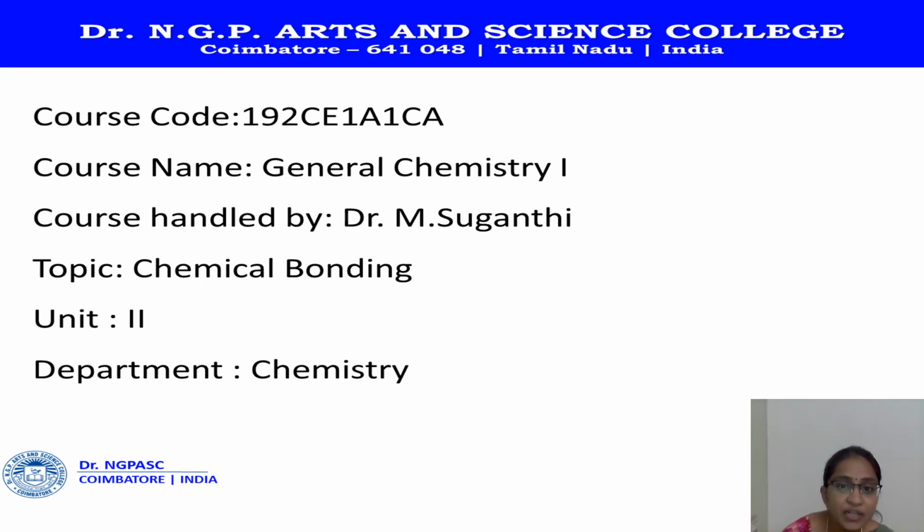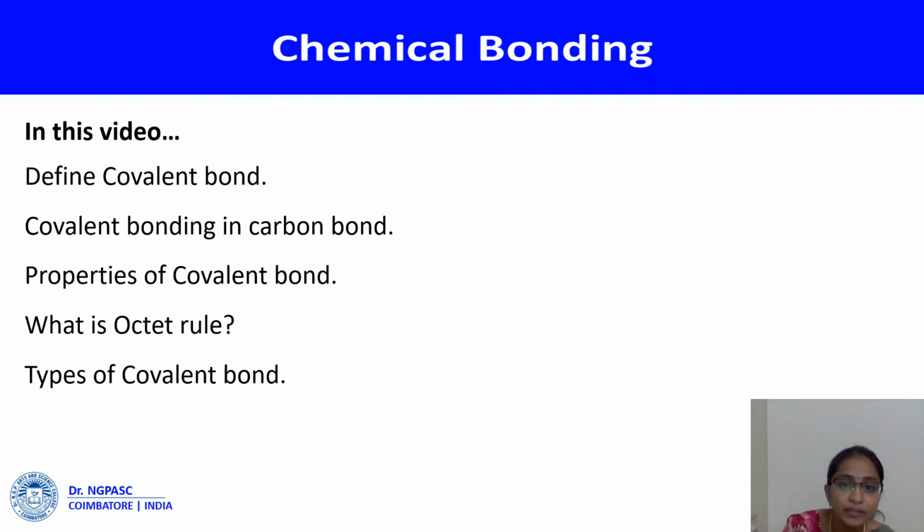Today I'm taking General Chemistry 1, Unit 2, Chemical Bonding. Content of this lecture: define covalent bond, covalent bonding in carbon, properties of covalent bonds, what is the octet rule, and types of covalent bond.